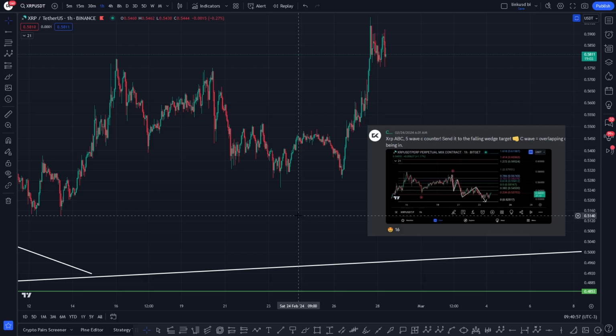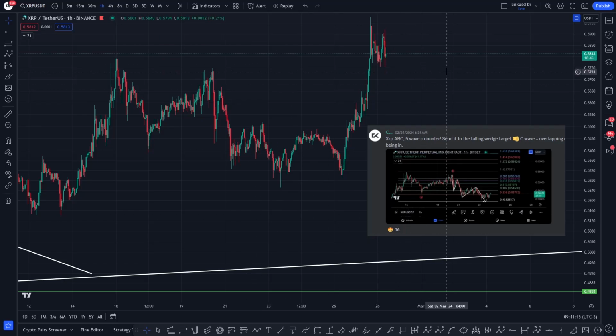For example, right now if you take a look at this, we've got a massive impulse 1, corrective 2. Right now we're in a 3. I do expect we'll hit another leg here. So this is not the place to go short, although you feel like the market's overeaten and we should go short. This is not necessarily a place to go short, because it looks as though we're still putting in the final 5th wave here for XRP.